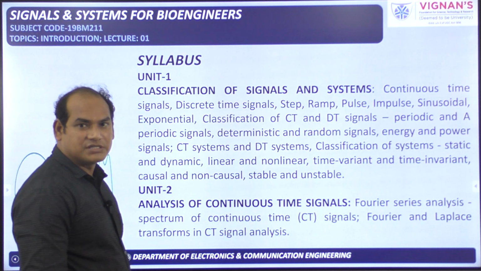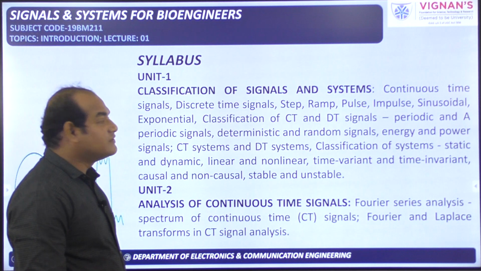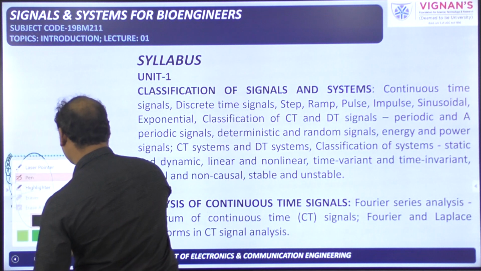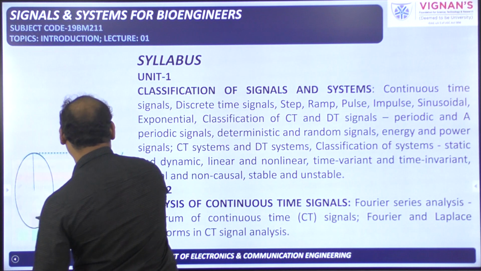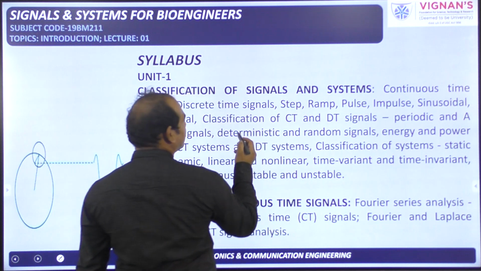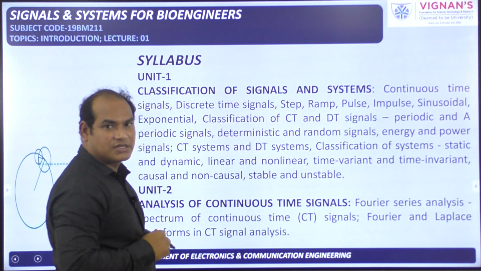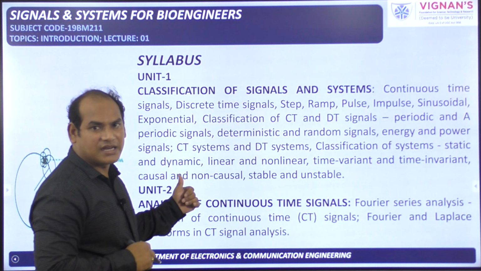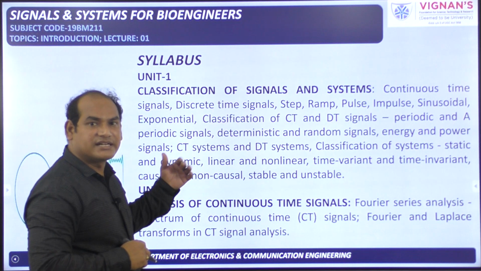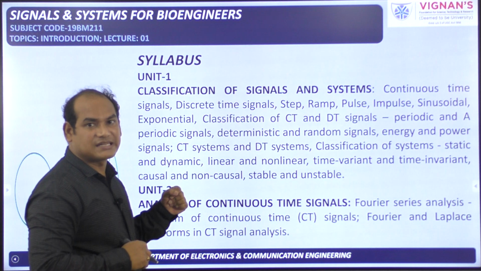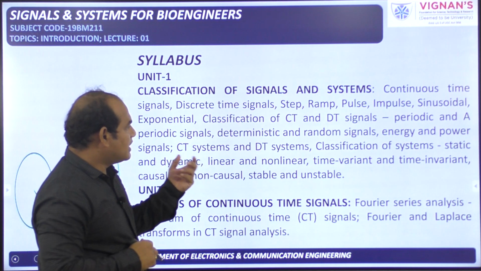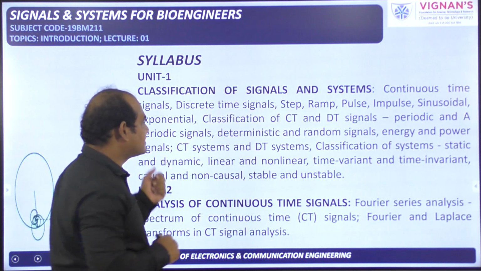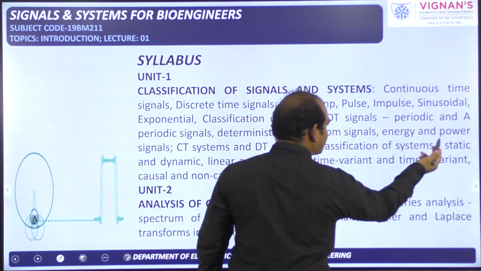Here we have 5 units. In the first unit we will deal with the classification of signals and systems. Different types of signals and systems we will see in the first unit, that is continuous time signal and discrete time signal, and in those we will see different signals like unit step, periodic signal, unit impulse signal, random signal, deterministic signal, energy signal, and power signal.